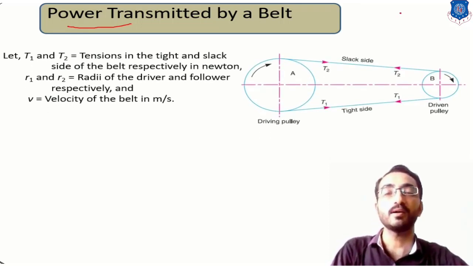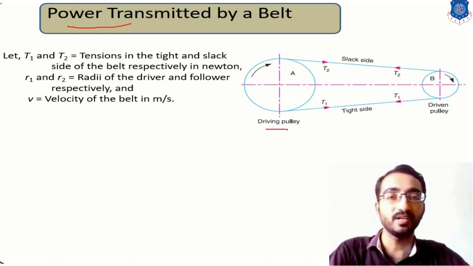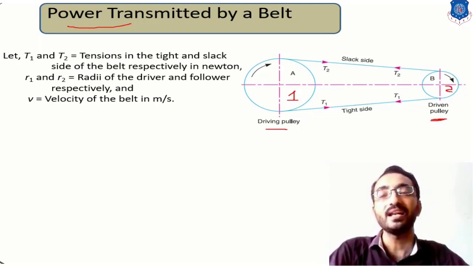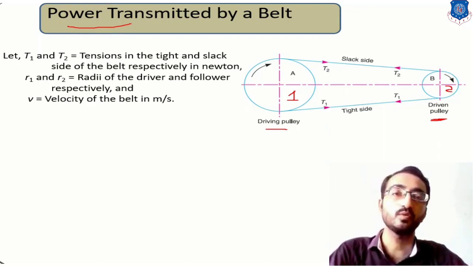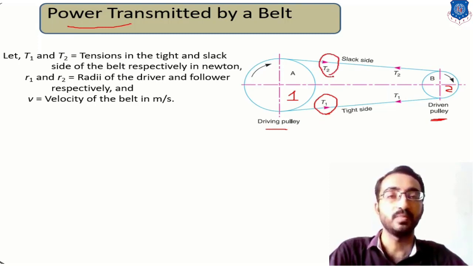The amount of power transmitted can be derived from a basic fundamental. Let's consider a driving pulley, pulley number 1, connected with pulley number 2, the driven pulley. While transmitting power from one shaft to another shaft, we have to consider how much force or tension difference between these belts is making the difference. Let's consider T1 and T2, the tension on the tight side and the tension on the slack side.